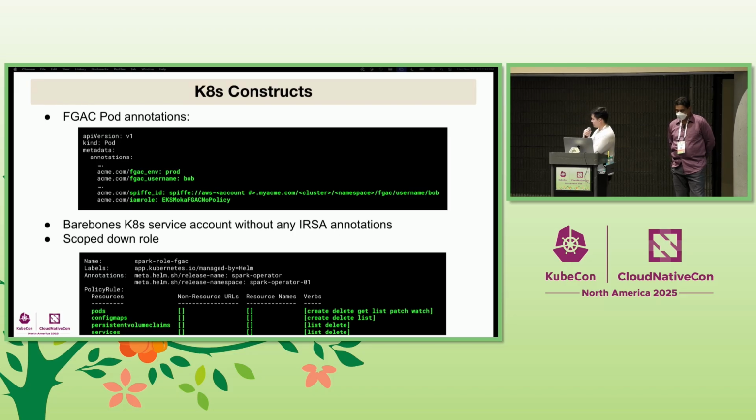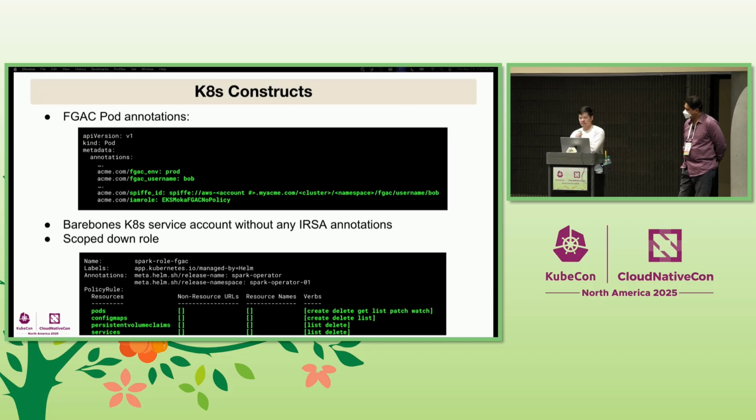And we scope down the RBAC policies as much as possible for the service account type. If you notice here at the bottom, we have the RBAC policy, which is part of the standard Spark operator. But here we scope it down quite a bit from what's available in the open source.